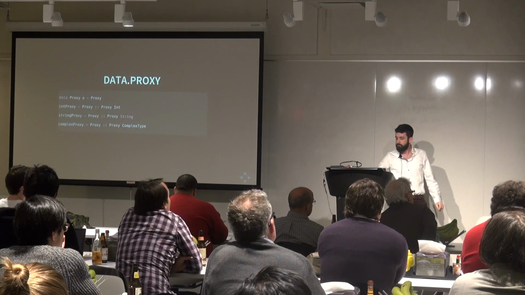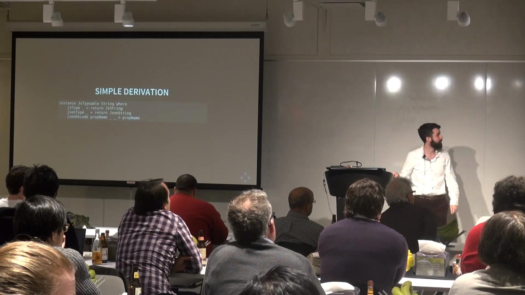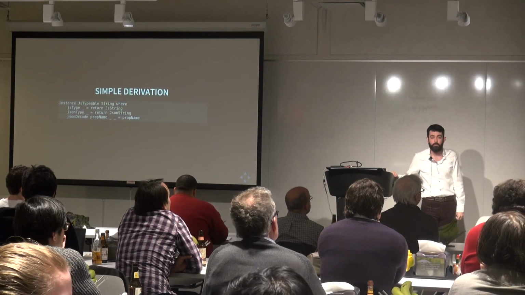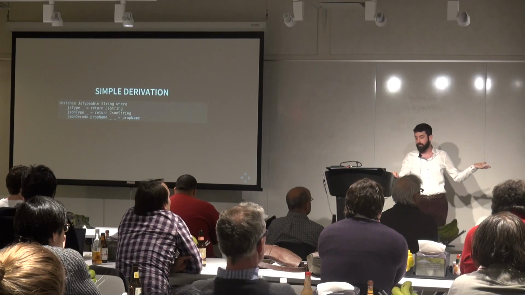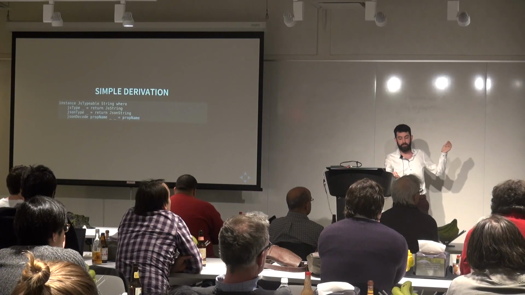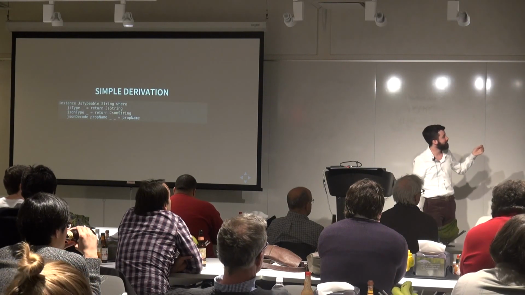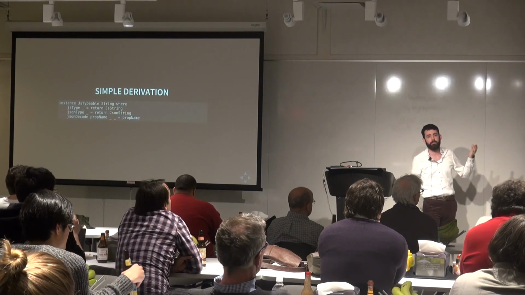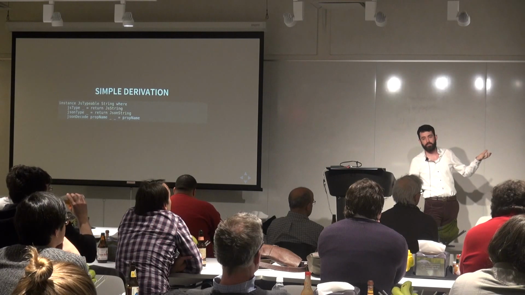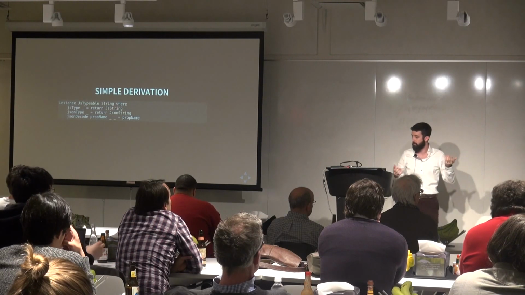So here's a simple derivation of our JSTypable. This is a string. For its JSType, it's a JSString. For its JSONType, it's a JSONString. And when we go to decode it, we're just accessing the property because a JavaScript string and a JSON string are the same exact thing.